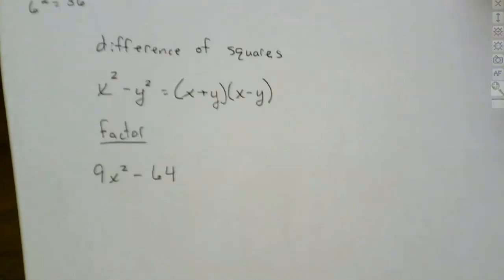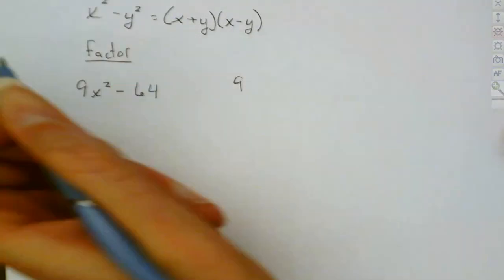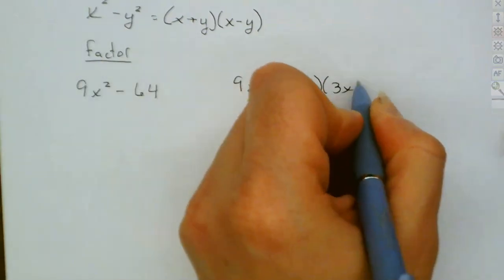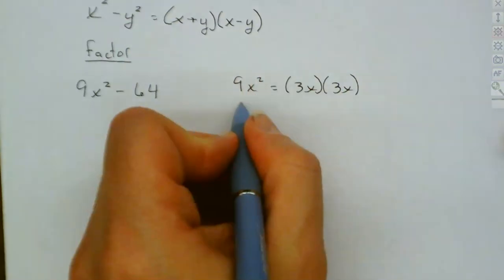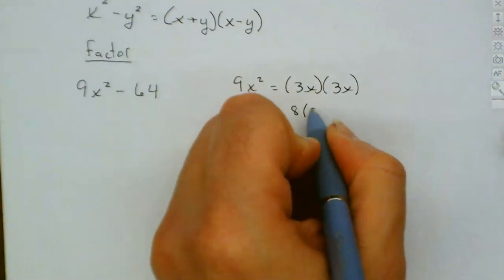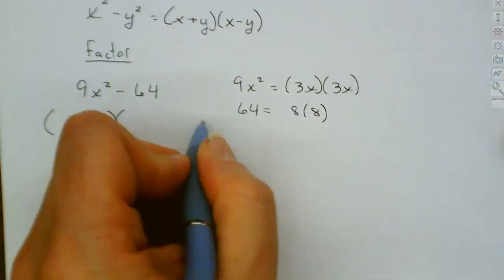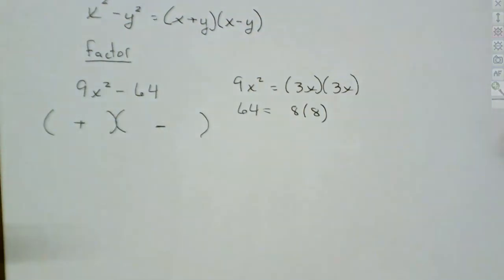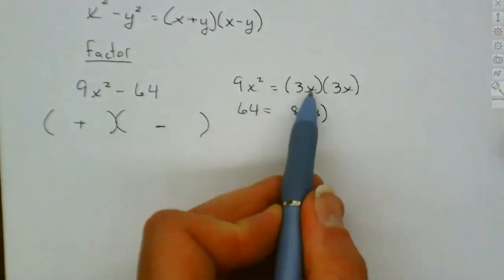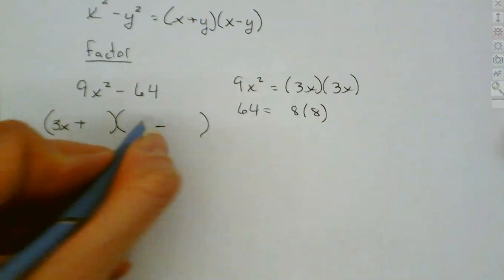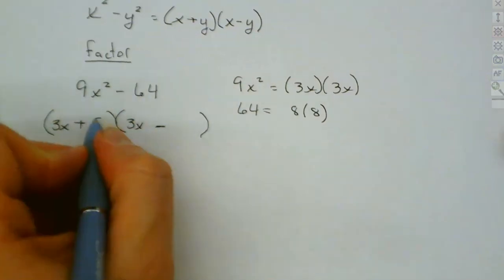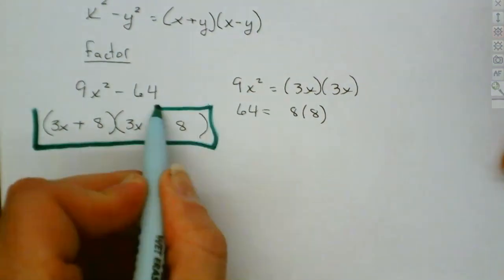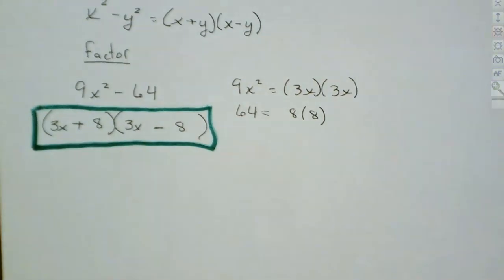So when we go to factor this, what I usually do is I write it over to the side. 9x squared, I can split that up into 3x and 3x because we split the variable in half as well. And 64 is 8 times 8. So this will come down as we have a plus and we have a minus. It doesn't matter which one goes first. I usually write the plus first, but either way. And what I do is we split it up here. So that's 3x, 3x, and then 8 and 8. And that is your difference of squares.